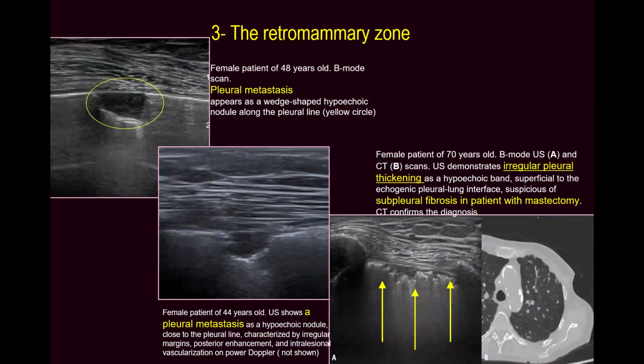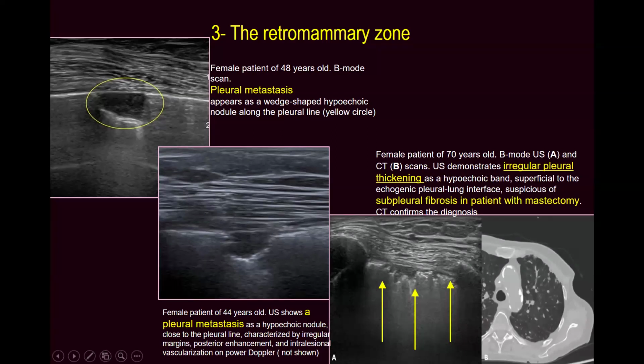Okay, we can even see deep to the ribs and intercostal muscles, as we have mentioned before. We can visualize the pleura and underlying lung. Here, along the pleural line, there is a hypoechoic irregular lesion, and another one here, in a case of pleural metastasis, okay?